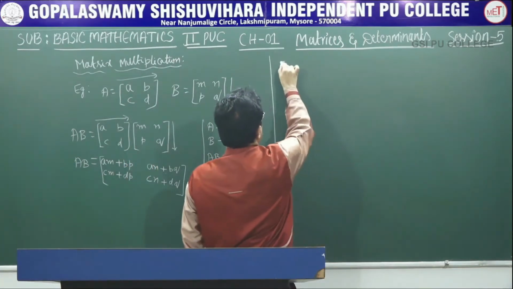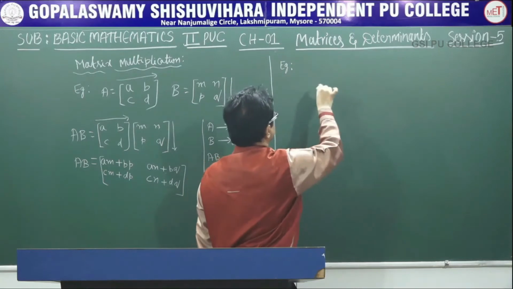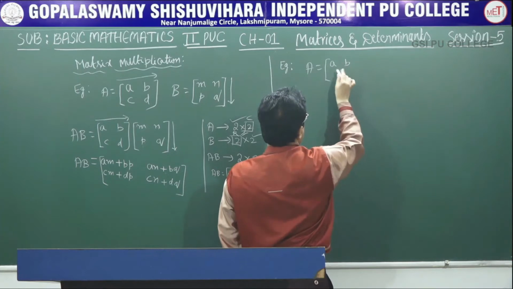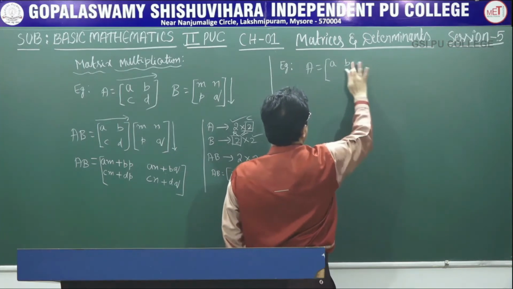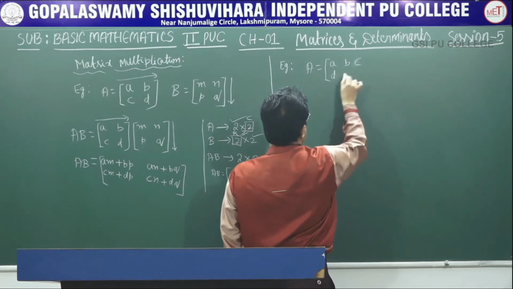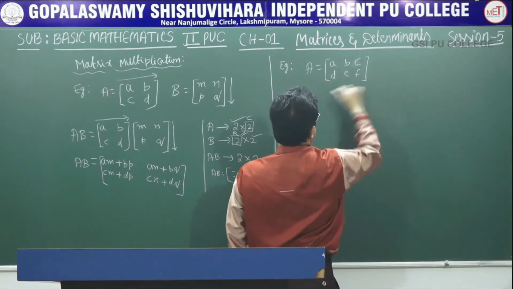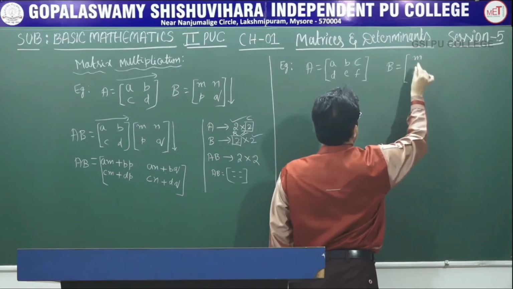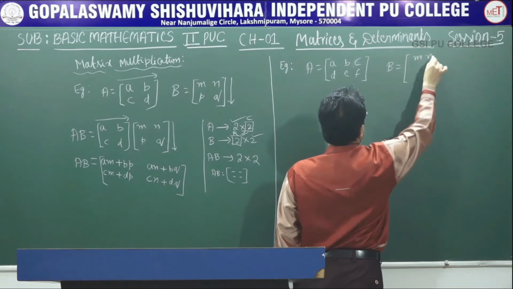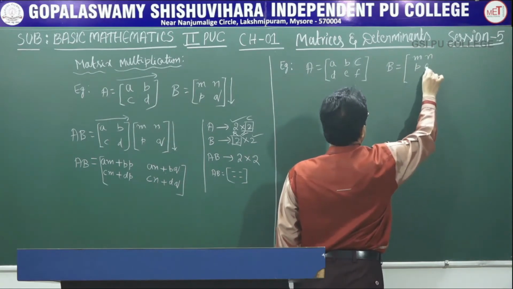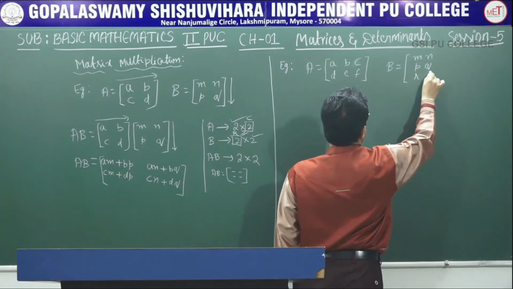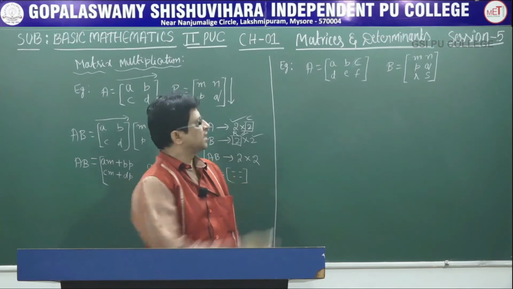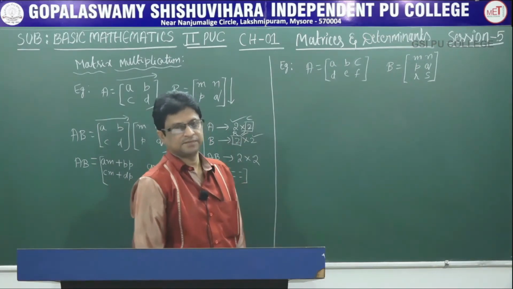Next, let us consider another example. A equals A, B, C, D, E, F and B equals M, N, P, Q, R, S. Let us first verify whether the product AB exists.